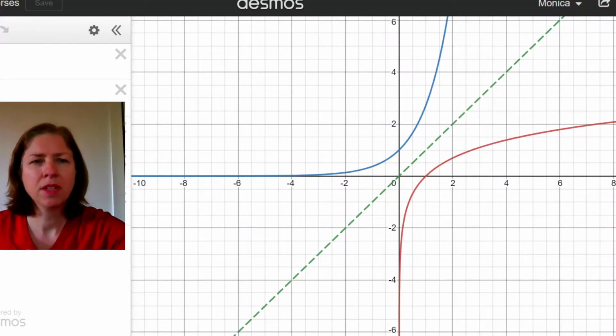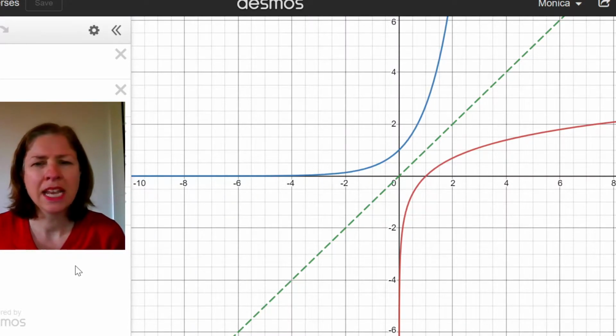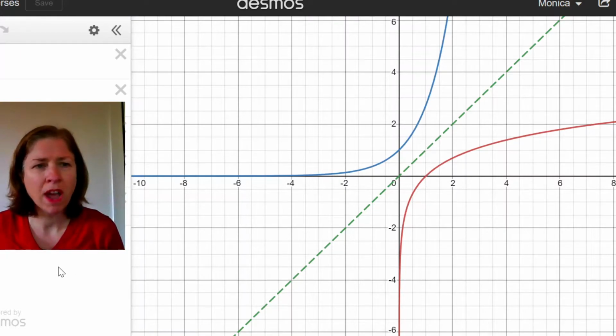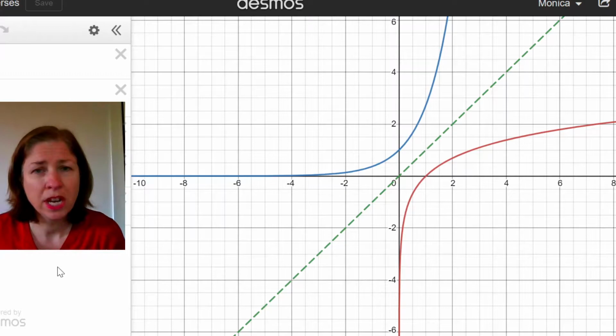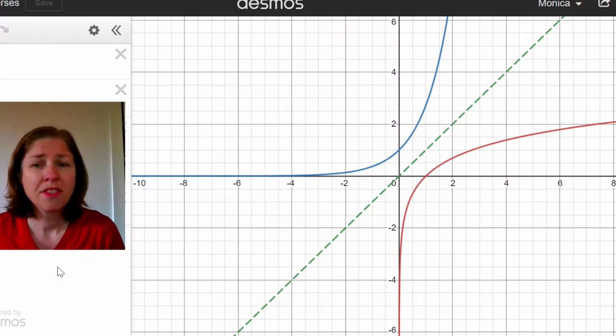What you can see is that the blue graph is y equals a to the x, and the red graph is log base a of x. The dotted line is y equals x, because when an inverse is sketched on the same set of axes as the original function, there is a reflection through the line y equals x. These two don't cross this line, they never equal each other, but that's because I've used a value of a that is greater than 1. In fact, these graphs are base e.